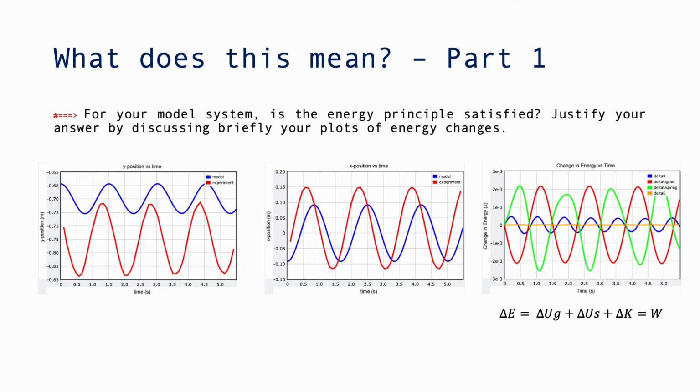We can see that it is satisfied, as if work equals 0, it means that the total change in energy is 0. And in the third graph, it is reflected with the orange line, and we can see that the orange line is plotted at 0. So the change in energy is equal to 0, which satisfies the energy principle.